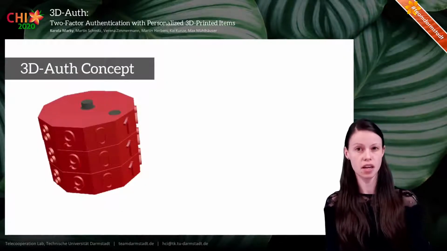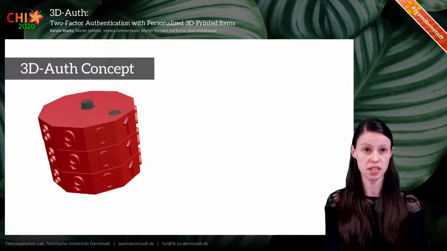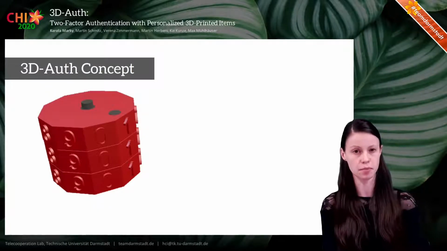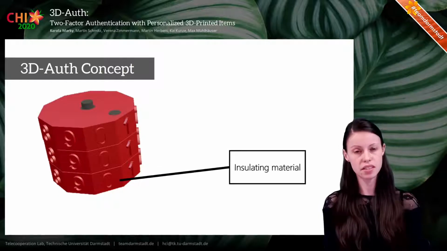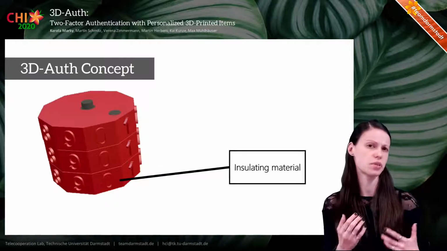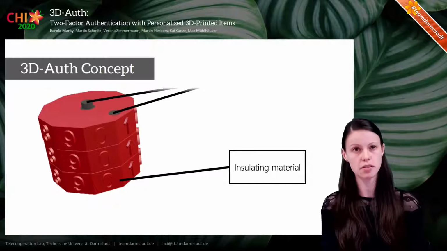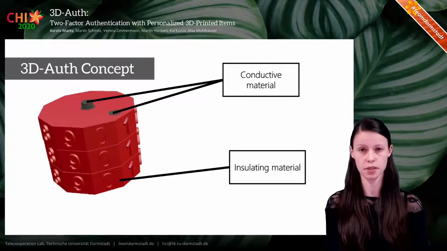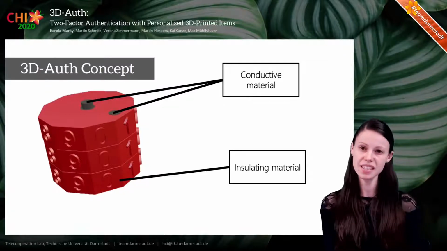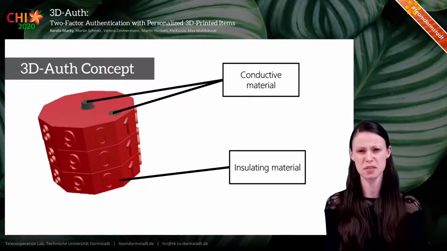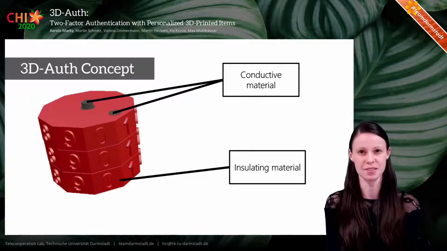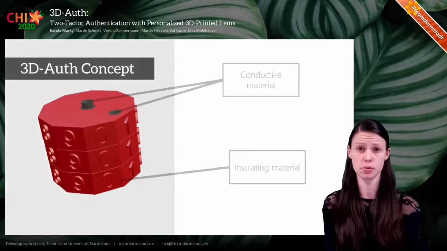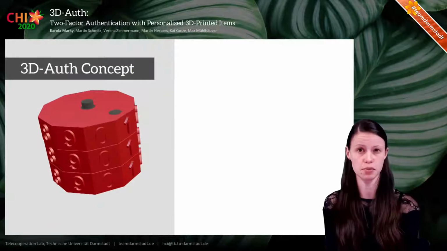3D-Auth is based on personal 3D printed items. Here you can see a simplified example in the form of a combination lock. The red material is an insulating material, could be any plastic, and the black material is conductive. That means it can be sensed by a commercial touchscreen. Because of that, we don't need any additional energy sources, but of course we are limited to devices with touchscreens. So let me explain how authentication with a 3D-Auth item works.